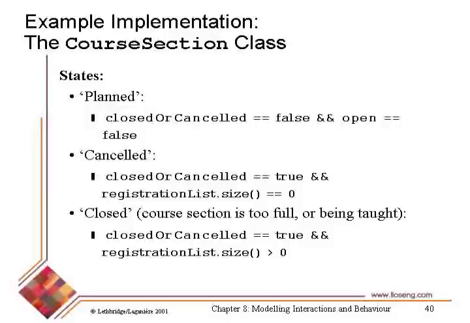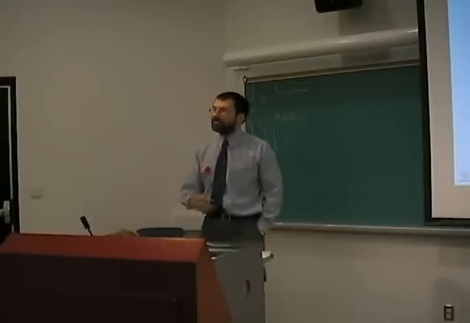Cancelled is one of the final states we can get into and get stuck in if we cancel the course. Closed or cancelled is true, and registration size is 0. So if closed or cancelled is true and we've got nobody registered, then that is the definition. If this condition is true, we're in cancelled state. There are no students in the course, and it's closed or cancelled. Closed, on the other hand, is a different case. Closed means that the course section is either too full or being taught. We're not accepting new students in it. So closed or cancelled is true, meaning we're not accepting new students, and the registration size is greater than 0, so we have some students in the course. That's the difference between cancelled and closed. These are the two states that were over on the left-hand side of the diagram.